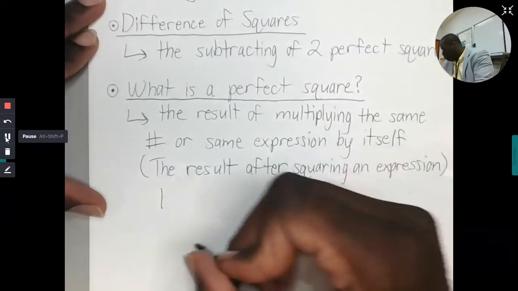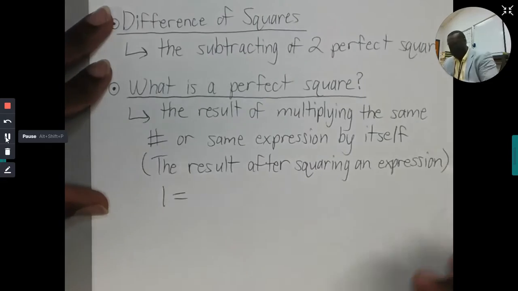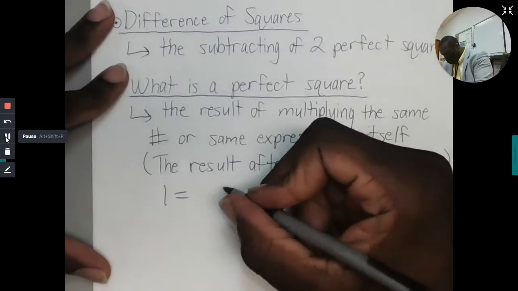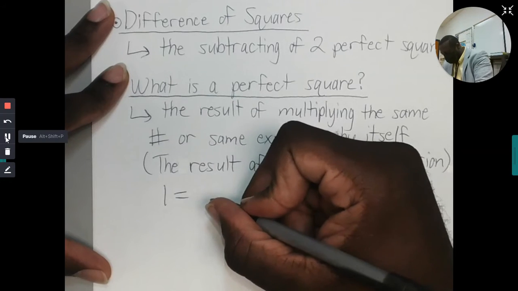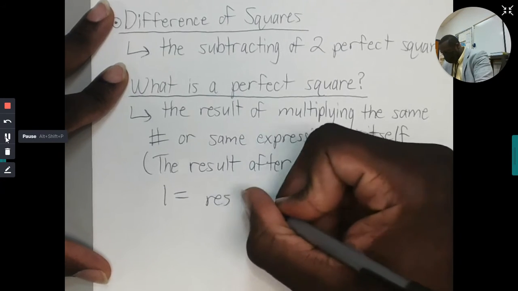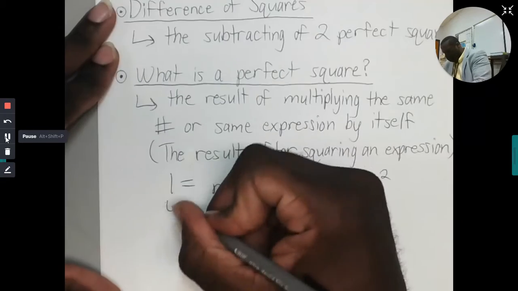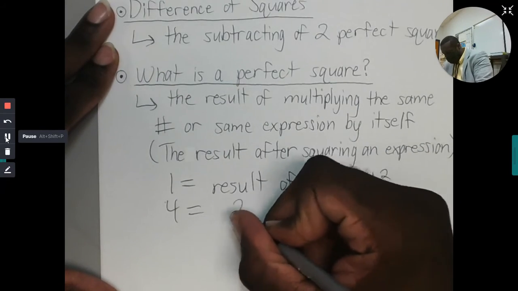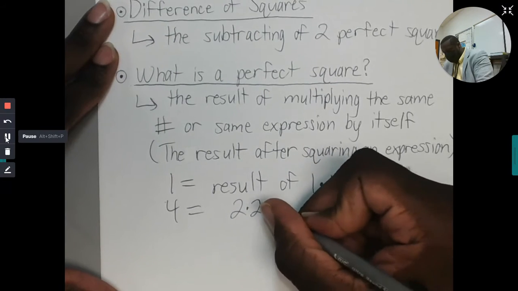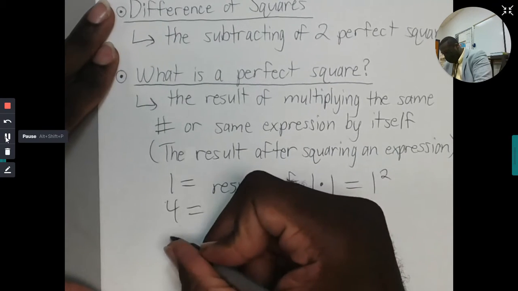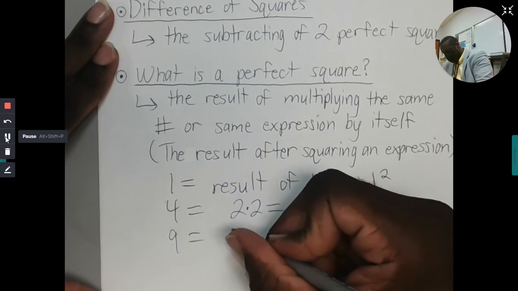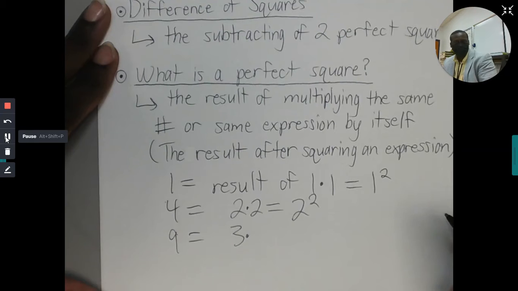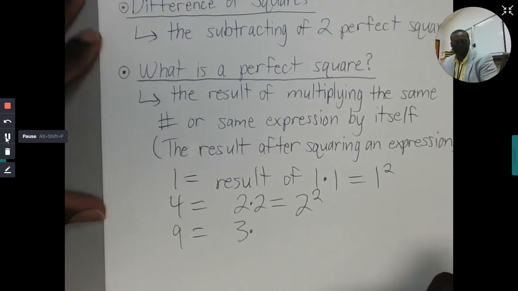So let's see, the number 1 is a perfect square. Why is 1 a perfect square? Because technically 1 is the result of multiplying 1 times 1. 4 is the result of multiplying 2 times 2. 9 is the result of squaring 3, right? 16, 25, 36, 49, 64, the list goes on.